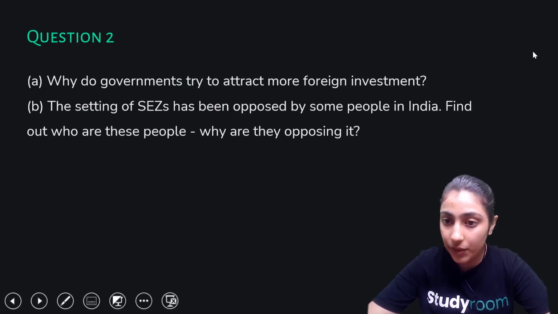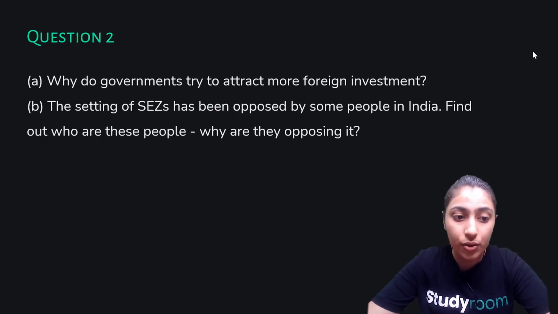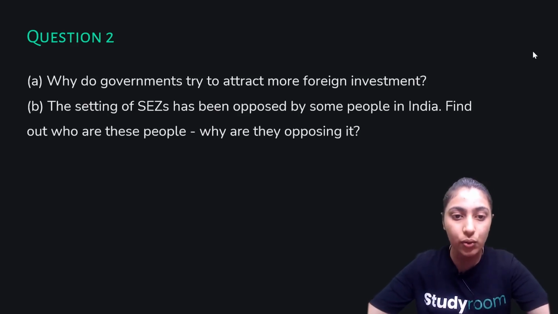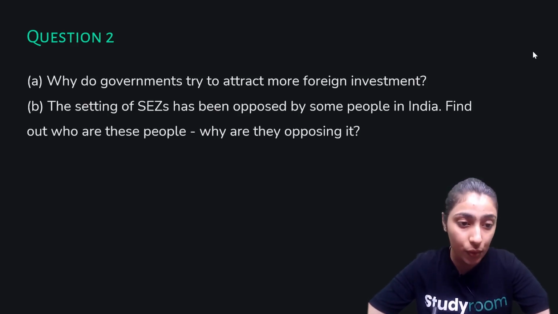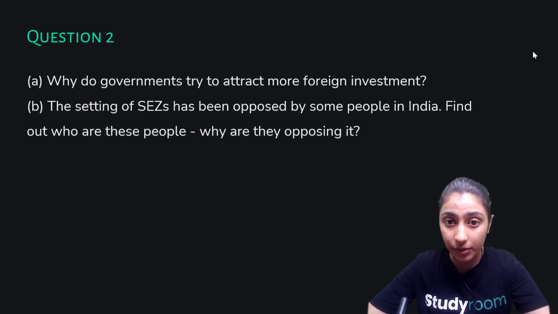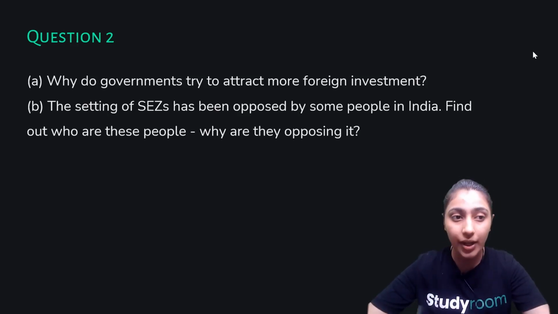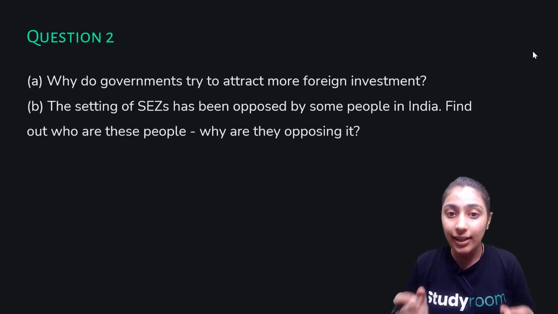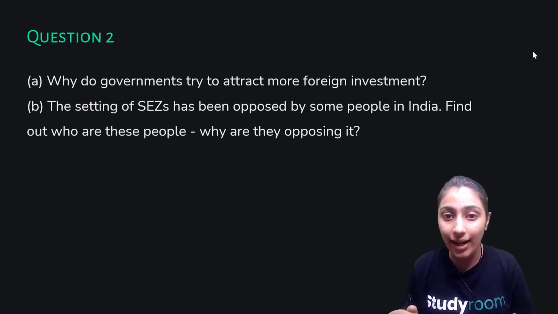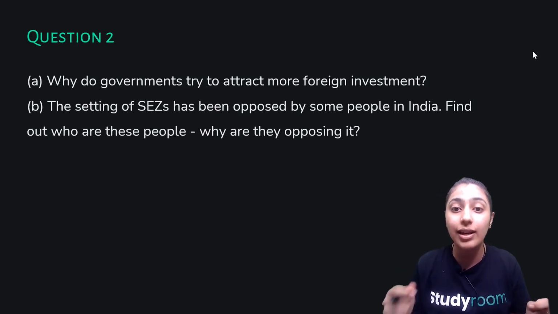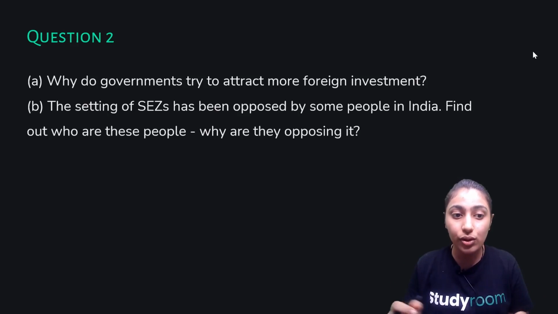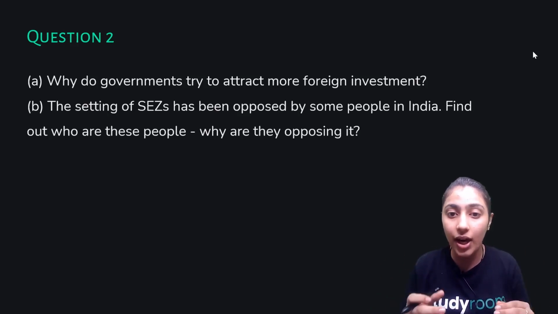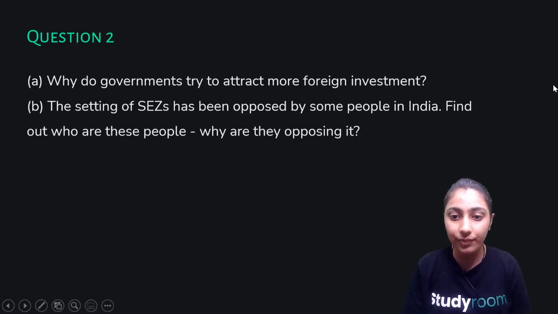Our second part of this question is, the setting of these has been opposed by some people in India. Find out who these people are and why they are opposing it. So students, the people that are opposing it are the tribal people and the rural people, and the reason why they are opposing it is because they think that these are snatching the land, which will directly affect their livelihood. So this is the main reason why they are opposing it.